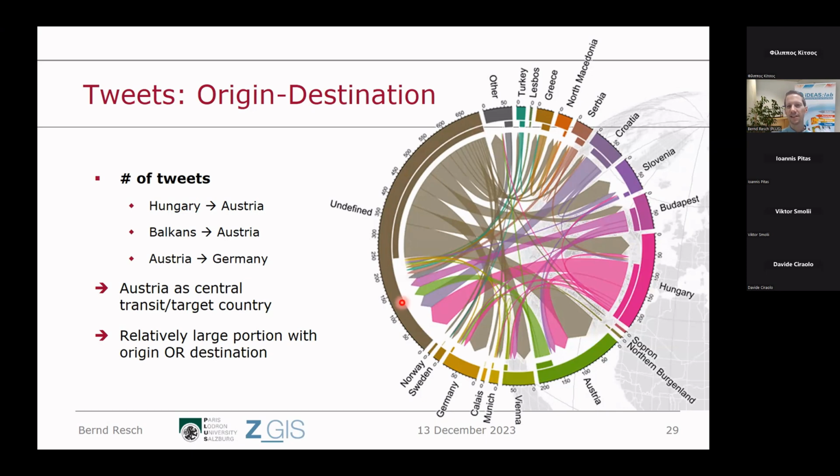And then you can build these origin-destination maps, a chord diagram in this case, where you can see the flow of people. So from Greece into Northern Macedonia into Serbia, Croatia, then here into Slovenia, and then of course further into Budapest and Hungary. And then you see that the big outgoing arrow from Hungary is to Austria, and then from Austria further to Germany. So this is a temporal sequence of mass movements that we have been witnessing by purely looking at social media posts.